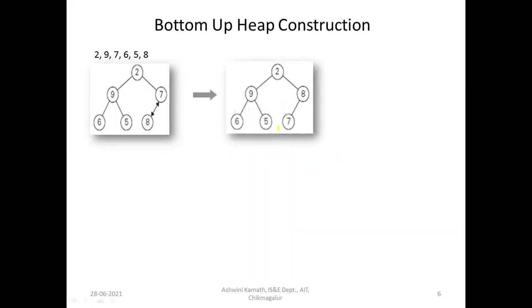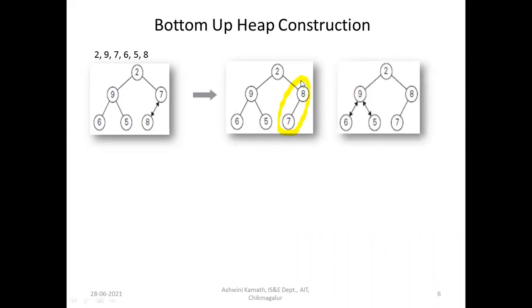Now this is a heap. What is the next step? Compare the next leaf nodes with its parent node. Before that, we have to check whether it has 2 child nodes. Yes, it has 2 child nodes.